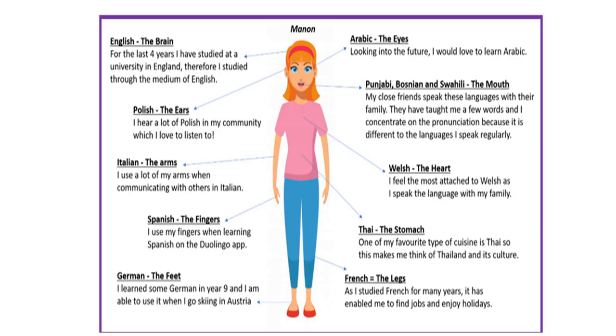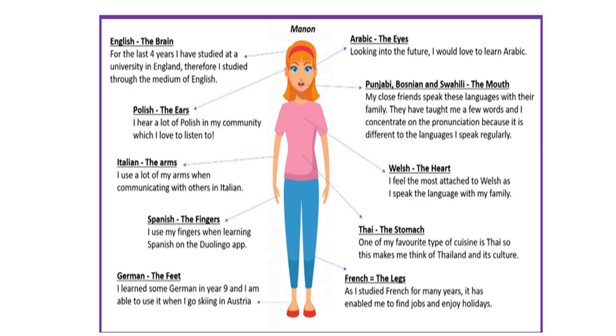So here's one example. We'll just pull out a few things. For example, Manon would put in her eyes Arabic because in the future, looking forward, she'd love to learn Arabic. But maybe in her legs, she would put French, as she studied French for many years and it enabled her to find jobs and enjoy holidays. Spanish in her fingers because she uses her fingers learning Spanish on the Duolingo app. And Welsh because it's most attached to where she's from and her heart. And Thai in the stomach because it's one of her favourite cuisines. Makes her think of Thailand and its culture. Maybe you see some of the words on menus and so on.